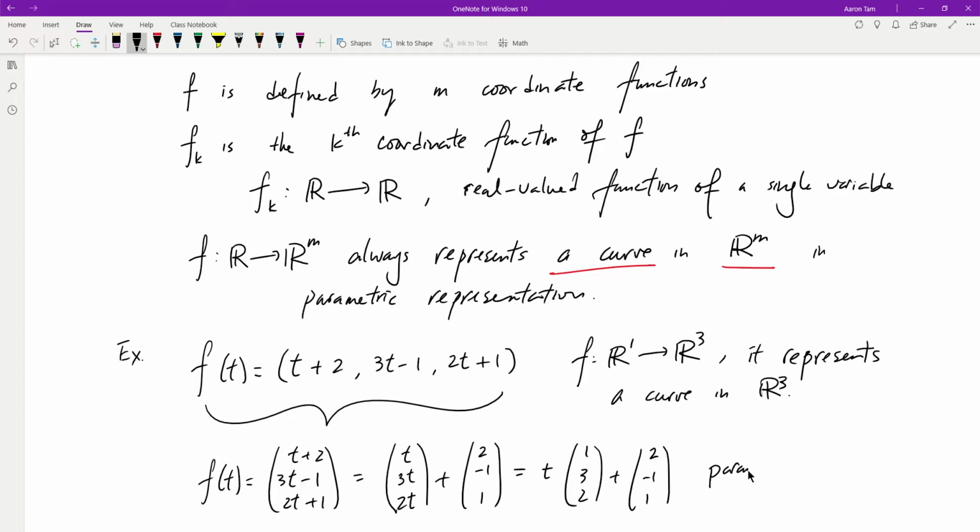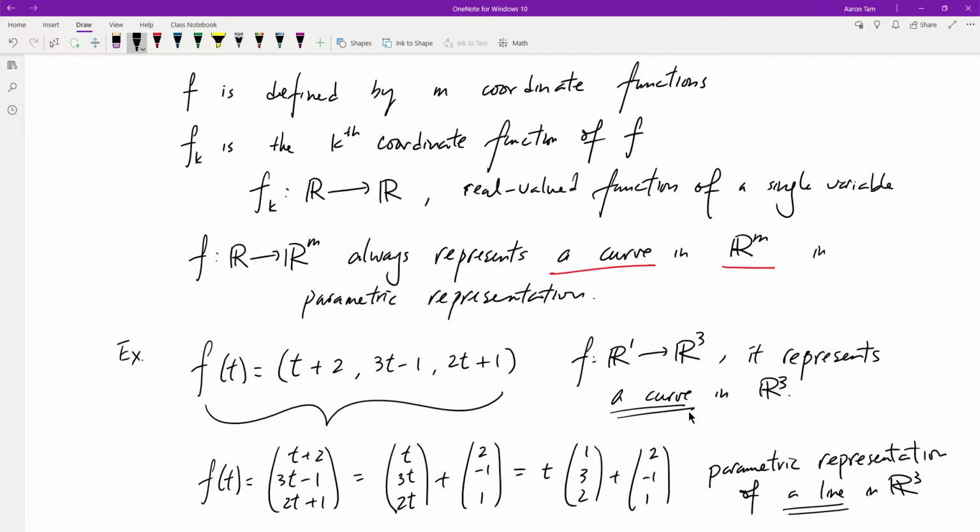This is a parametric representation of a line in R3. A line is a one-dimensional object, so it's a curve. And that's the reason why these both have one single parameter.